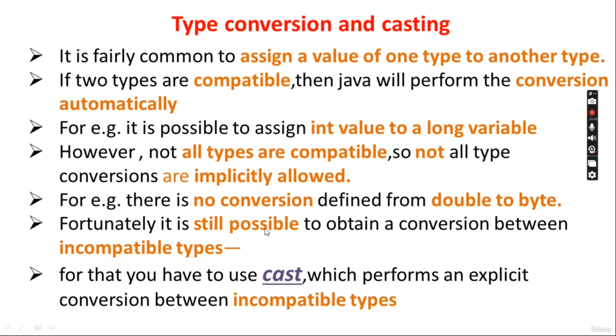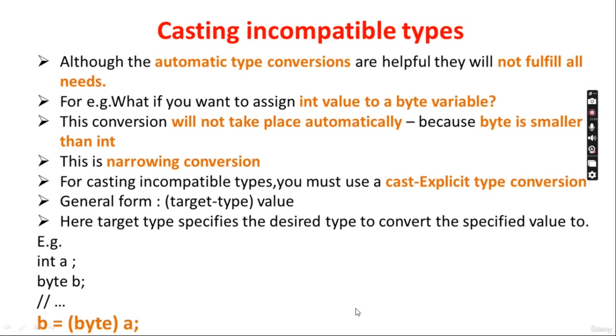Fortunately, it is still possible to obtain a conversion between incompatible types using casting. So casting is what? We perform the type conversion explicitly. It will not be performed automatically. You have to explicitly perform this casting. For that, you have to use the cast, which performs explicit conversion between incompatible types. We have already seen rules for casting compatible types. Now we will see casting incompatible types.